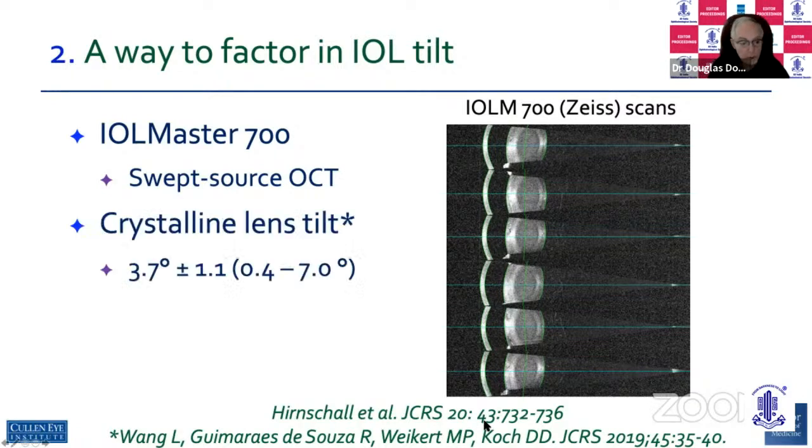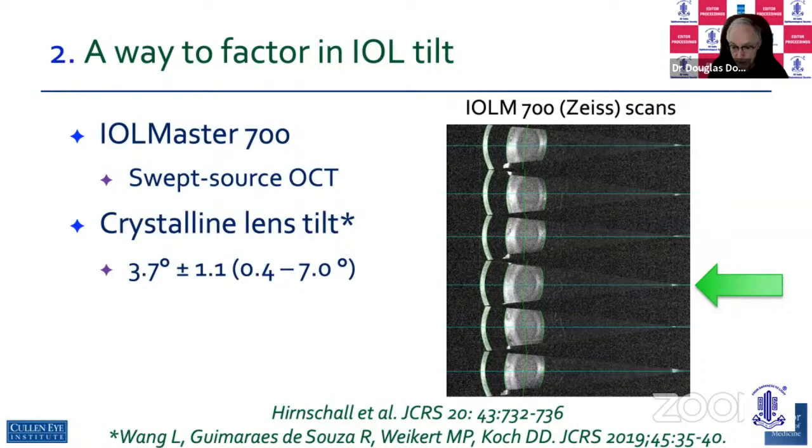And we subsequently published a study that found that the crystalline lens tilt was 3.7 degrees, but up to 7 degrees. Of the 6 cuts with the IOL Master 700, this shows the cut with the most tilt, and this is the horizontal cut. You can see that this is the nasal side and this is the temporal side. So the crystalline lens is tilted with the nasal side anterior. Why is that? Well, it's because the eye's turned out a little bit. And why is the eye turned out? It's because of the angle alpha. And why angle alpha?